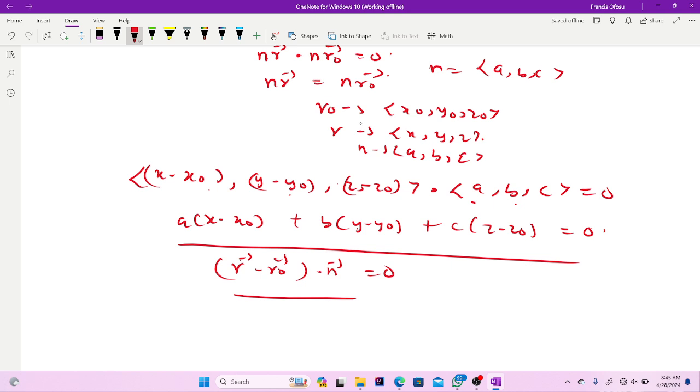And let's see, just put these two equations in mind: your vector equation and your, I won't say parametric, but this is the general equation of a plane.